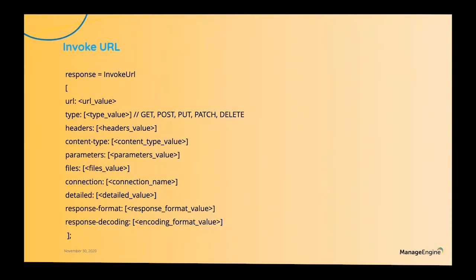But in case of Deluge, it's going to be a single line, right? There is a method called invokeURL, in which you can specify what URL you want to invoke, what method you have to use, and what the headers and parameters are. So you can use pretty much what is needed for invoking that particular API.